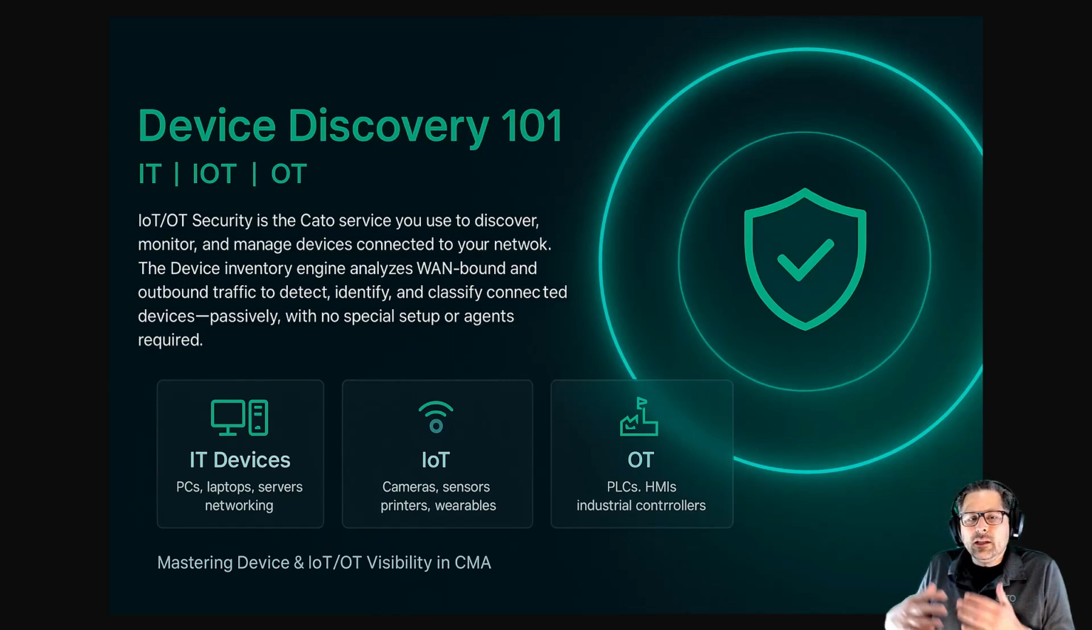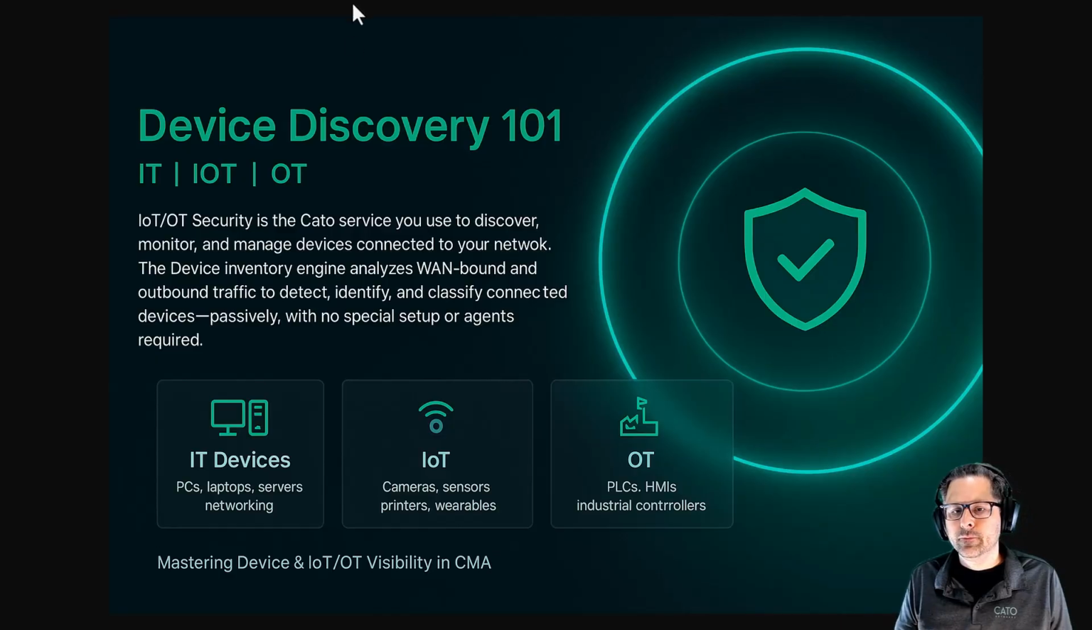So what we do at Cato is we discover these devices when they're on the WAN or internet, and we allow you to detect and identify those, then classify them, and then provide security controls around them. But let's talk a little bit more about IT, IoT, and OT. All right, let's get going.